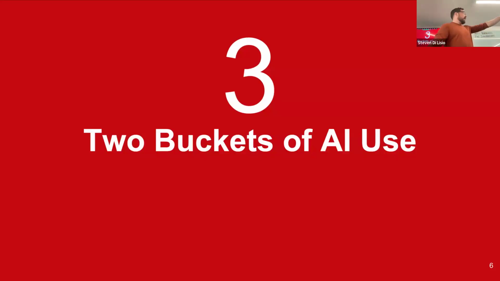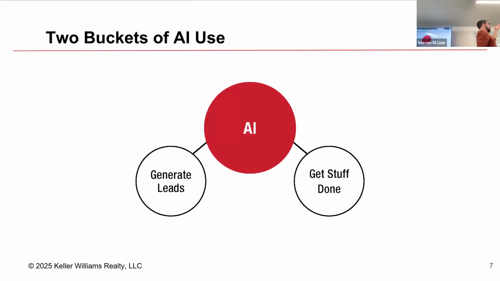So 2 buckets of AI in KW's opinion. You have AI that is going to help generate leads, and you're going to use the tool to help you generate leads. The other side is you're going to use it to get stuff done. Today's class is focused on getting stuff done. Lead generation and those kinds of tools are in that other section.